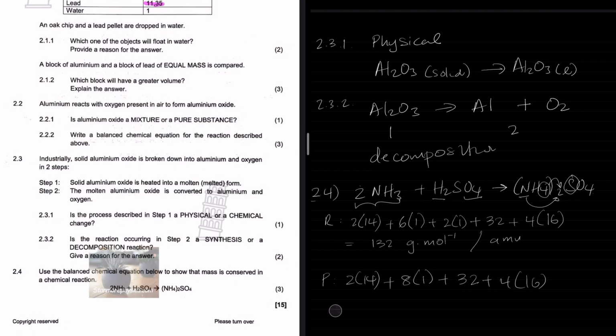Now you'll notice that the things are going to be repeated. For example, 4 times 16, 4 times 16, you have 32, you have 32, you have 2 times 14, you have 2 times 14, and then here you have 6 times 1 plus 2 times 1 is the same as 8 times 1. So an indication that you're doing it correctly is that you'll see the numbers being repeated. And so again here we'll get 132 grams per mole, or you could say AMU. You can choose either one. And so we have the answer, the mass on the left is equal to the mass on the right. And so the mass is conserved.